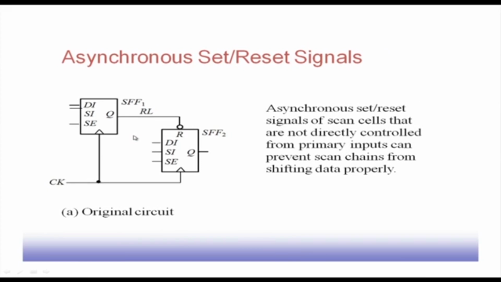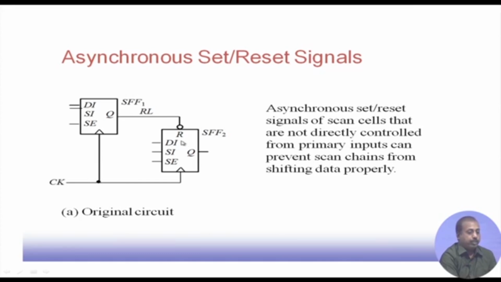Asynchronous set reset signals: if we have asynchronous set reset signals, then that creates difficulty, because these flip flops may become reset arbitrarily. In the original circuit, whenever this Q value becomes 0, it resets this particular latch. So, this RL signal is generated, and this latch gets reset.